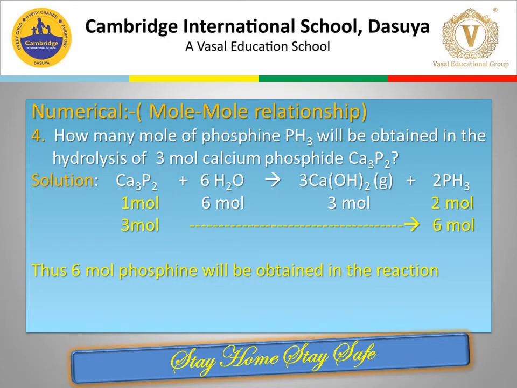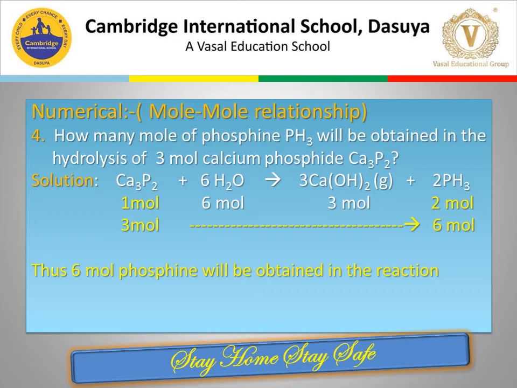Now let us see a numerical based on the mole-mole relationship. We have got the question here. How many mole of phosphine, PH3, that's the formula, will be obtained in the hydrolysis of 3 mole of calcium phosphide? The formula is Ca3P2. First of all, we have to write the balanced equation, and that is given as Ca3P2 plus 6H2O gives 3 calcium hydroxide plus 2 phosphine, 2PH3.